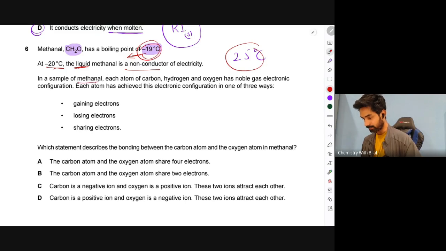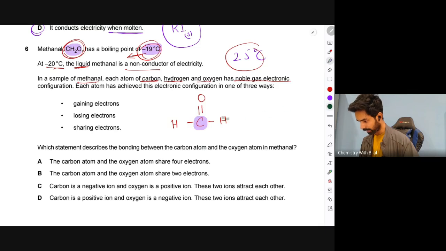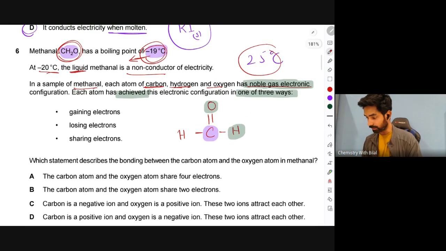In a sample of methanol, each atom of carbon, hydrogen, and oxygen has a noble gas configuration. So when you have this compound, this is its formula, for those who are looking for. This is the exact structure of methanol. Now in the structure, you don't need to know this, just need to know the formula, because that is not in our syllabus. But just for reference, it says that in methanol, carbon, hydrogen, and oxygen all have a stable outer shell electronic configuration, which means their outer shell is full in the bonded form. Each atom has achieved this configuration in one of 3 ways.